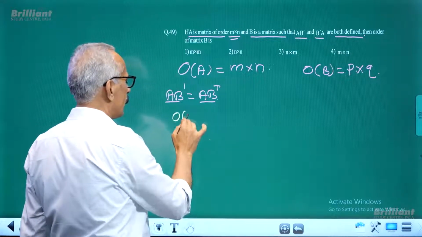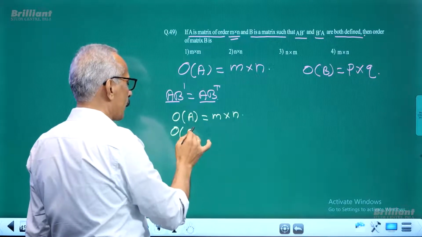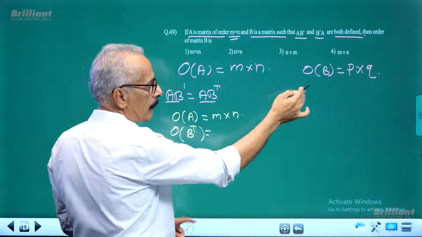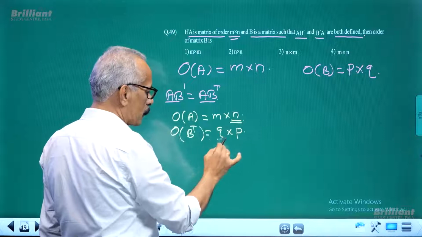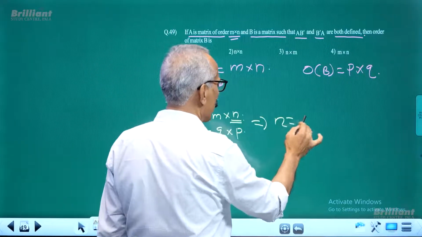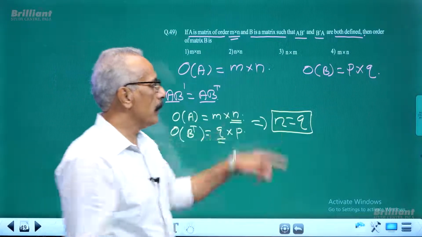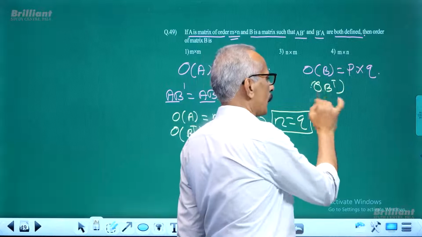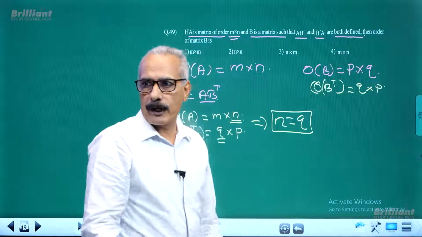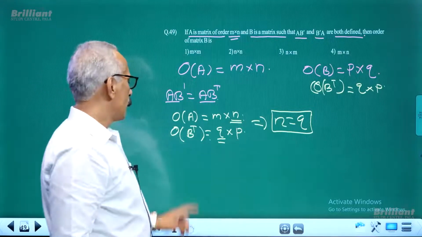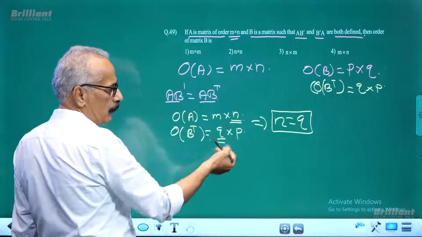What is it? Order of A we write, that is m by n. Order of B transpose. Who is B transpose? Q by P. So for this to exist, n should be equal to Q. Don't forget the order of B transpose is Q by P. For the product, n is equal to Q. So the order of B transpose is Q by P, and for it to exist n should be equal to Q.